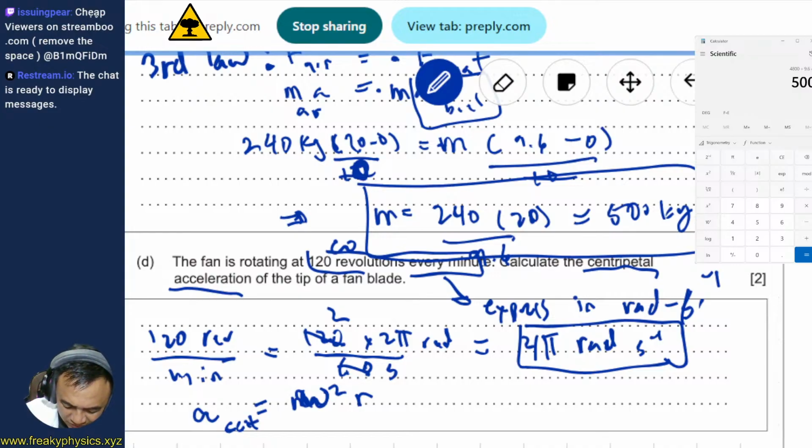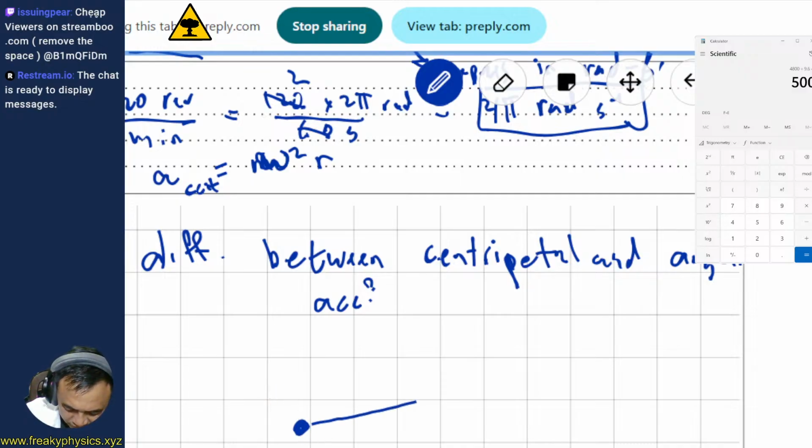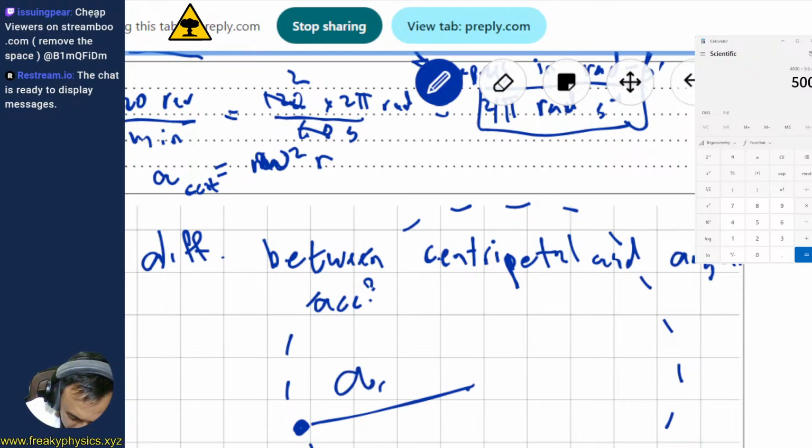The easiest way to do this is with a diagram: centripetal and angular acceleration. The difference here is, we're gonna do a very simple case of a stone on a string, and this stone is rotating that way in a circle. Now, centripetal acceleration, a_c, is going to be directed that way, and it has units of meters per second squared.